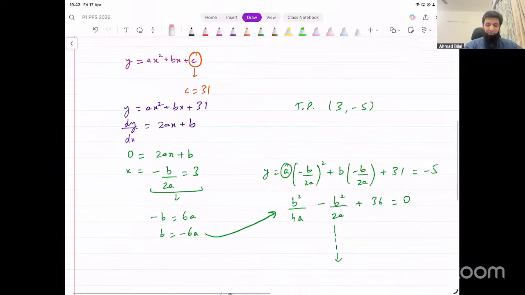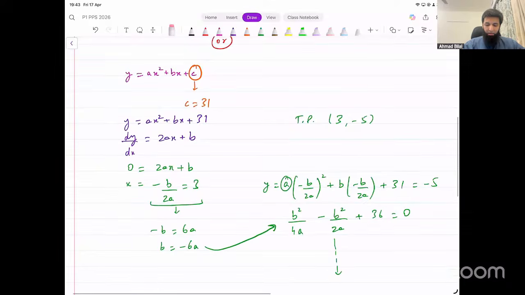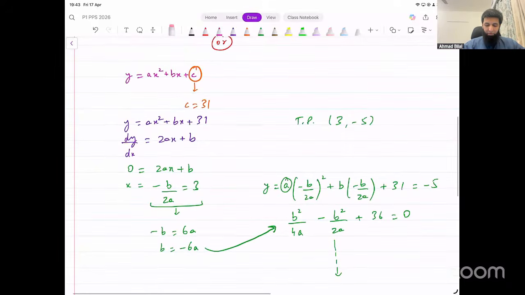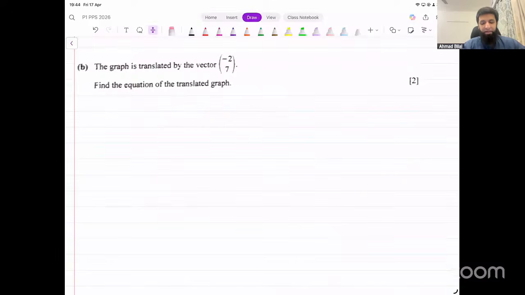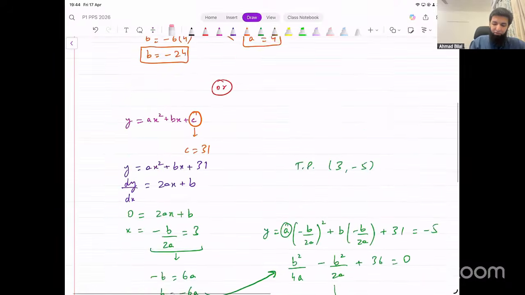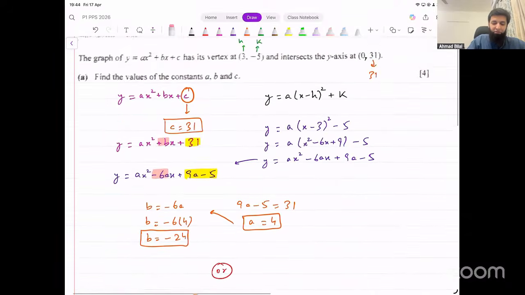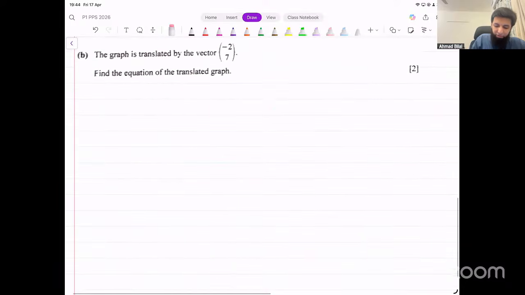Makes sense, right? Okay, let's move on to the next one. Now they're saying the graph is translated by this vector. Find the equation of the translated graph. How do we think about this? We know the function. We know the values of a, b, and c now, right? The function was y equals ax squared plus bx plus c.